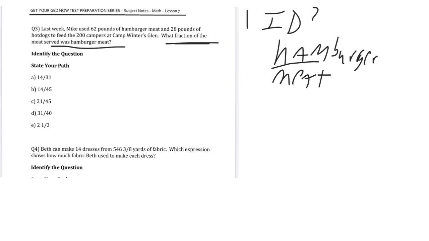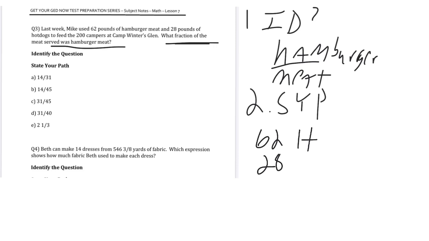Okay, and then the second thing we're going to do is what's called state your path, which means that we just simply go to the problem here and find the different pieces of data that we're going to use. So we know we have 62 pounds of hamburger. And so 62, I'm going to put H. And then 28 pounds of hot dog, and call that HD.